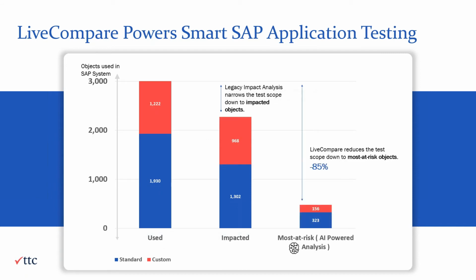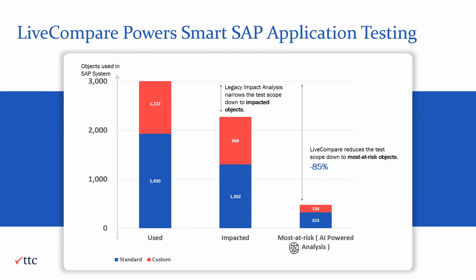Looking at the last column, LiveCompare is unique with what it does and can decrease this figure by an average of 85% based on benchmark studies. The remaining 15% functional areas and test cases are the most at risk that I talked about earlier. These are the ones that must be tested in order to ensure a high quality delivery. The difference now between impacted, the middle column, and most at risk, the one on the right, is around 1,800 test cases when looking at this typical system. That's an extreme amount of unnecessary effort, lost time, and wasted money being represented in that gap there.